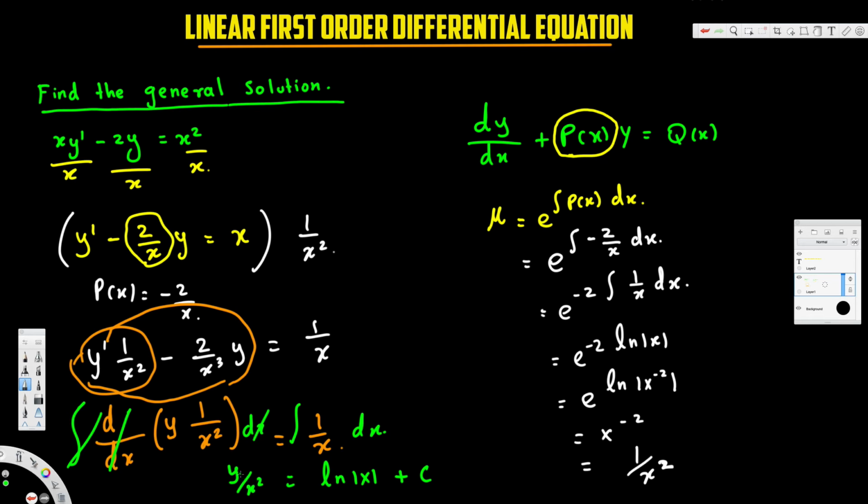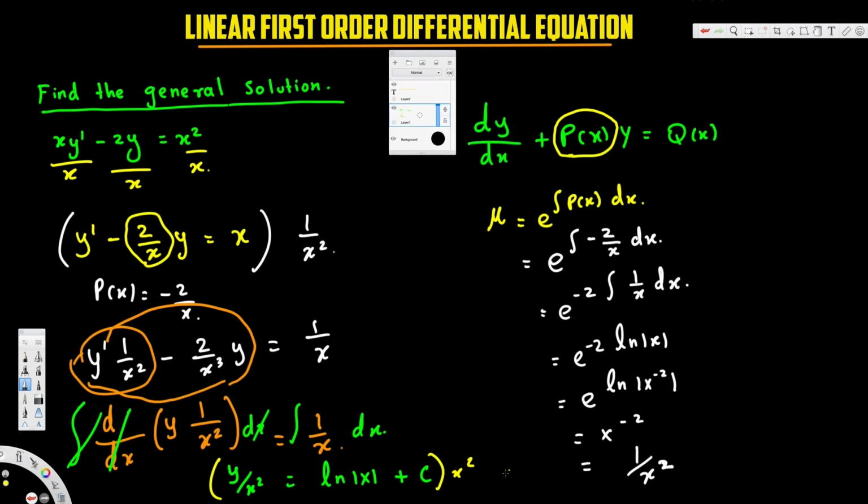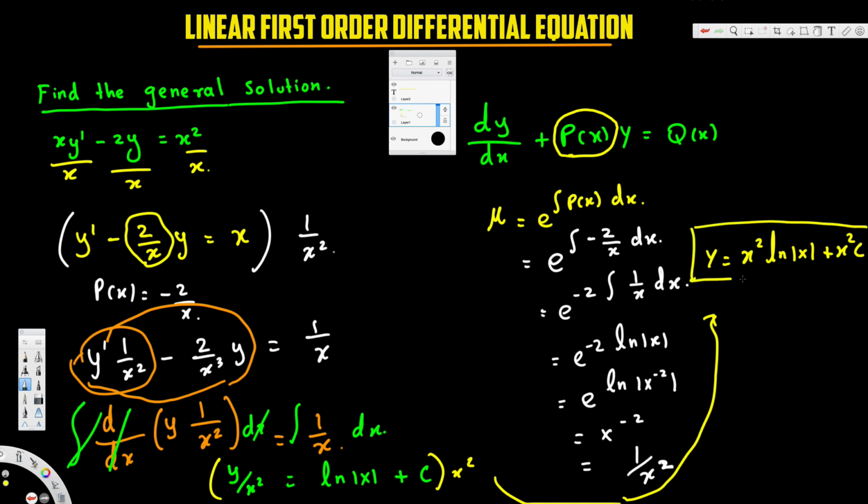Now the next thing is, our general solution should be only in terms of y. We have to move this x squared to the other side. So we just simply multiply both sides by x squared. In that way this x squared cancels and we will have the final answer in terms of y alone. Let's write the final answer right here. So y is going to be x squared multiplied by ln of absolute value x, that's x squared ln of absolute value x, and then we have a constant also multiplied by x squared, so x squared times the constant. This is going to be the general solution of this given differential equation.